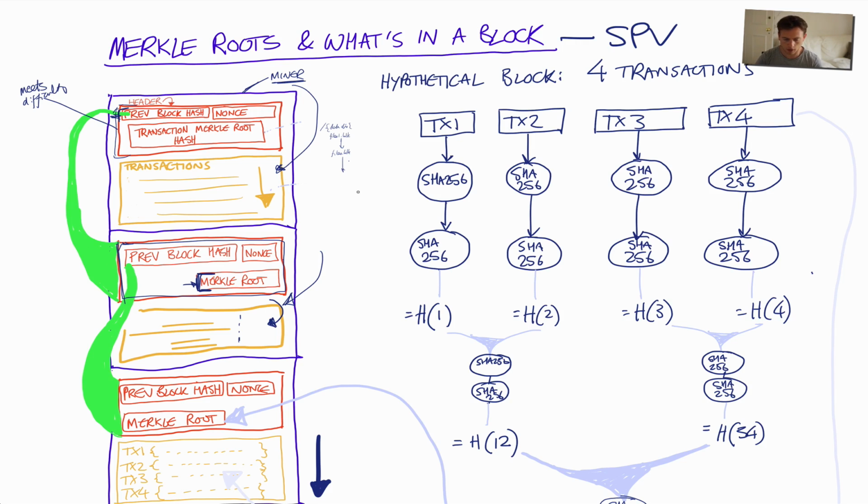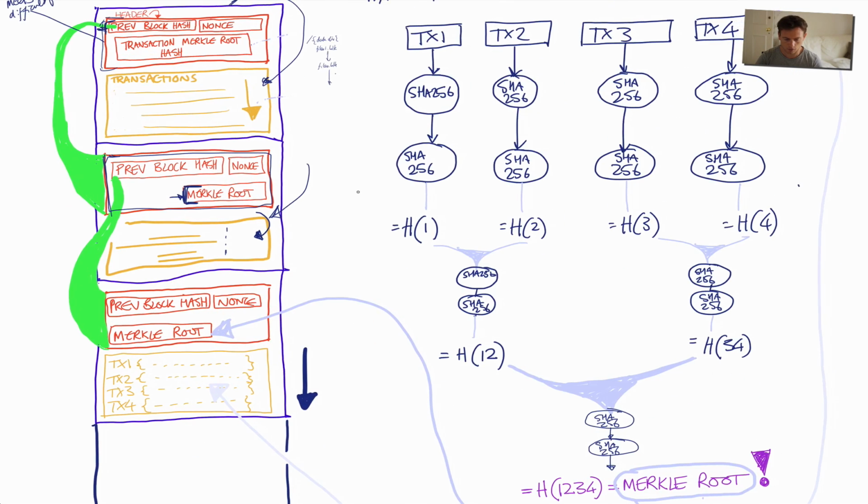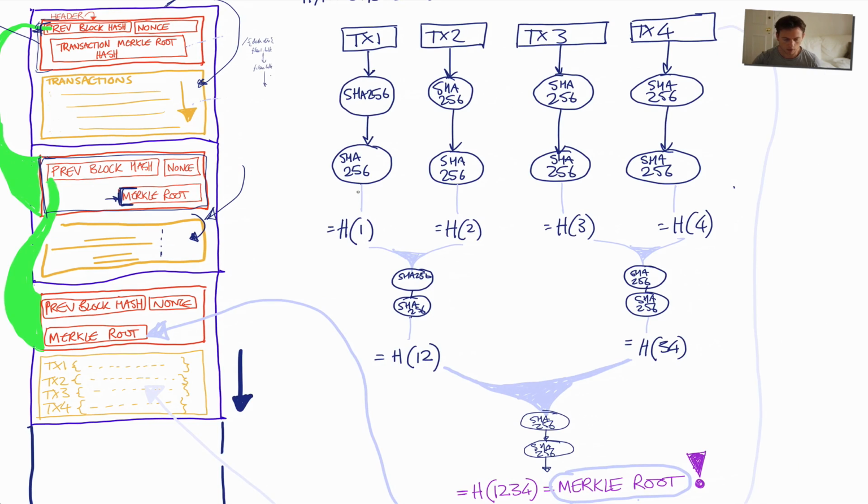So if we home in on this block down here, I've just said that in this block we have 4 transactions. So the miner who mined this block chose to include 4 transactions. In practice, obviously, Bitcoin blocks generally contain many more transactions than that. I'm just using this because otherwise the diagram is going to be a nightmare.